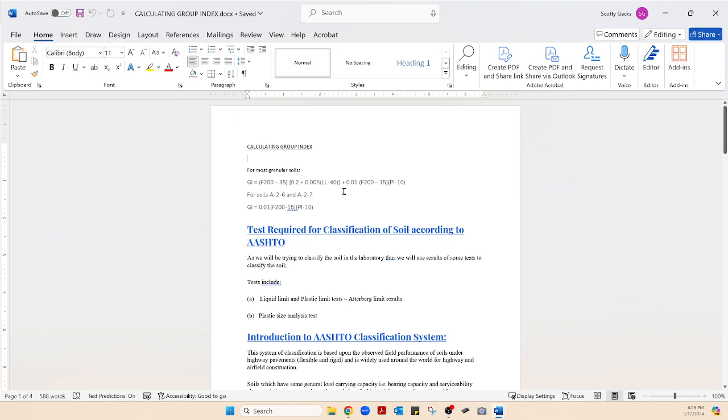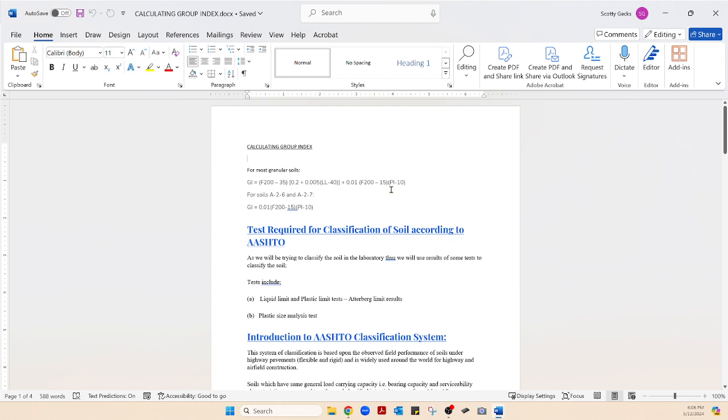And then there's this addition right here. Now, this is kind of a dividing point, if you will. This stuff plus this stuff is what equals the group index. Here you would have this constant, it stays the same, but look again, you have your percent passing the number 200 sieve minus 15. Over here is minus 35. And what is your plasticity index?